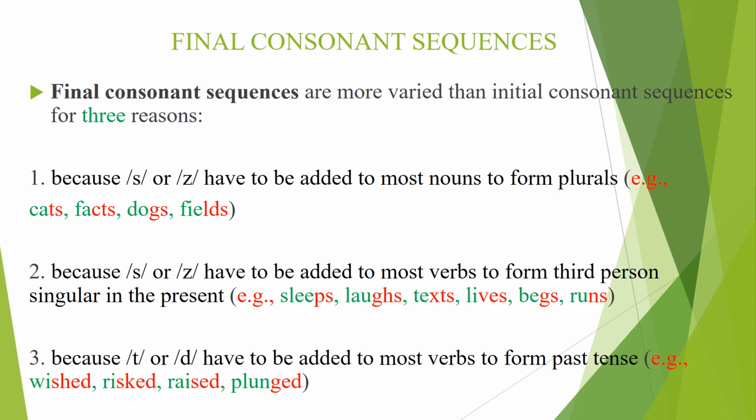And also because te and de have to be added to most verbs to form past tense. For example, wish becomes wished, we add te. Risk, risked, we add te. Raise, raised, we add de. Plunge, plunged, we add de. And that's why we have more variation in final consonant sequences.